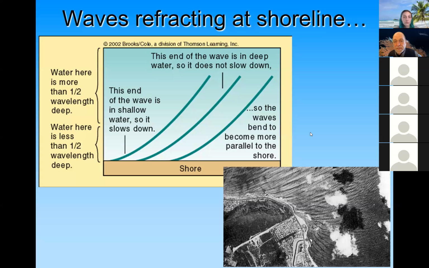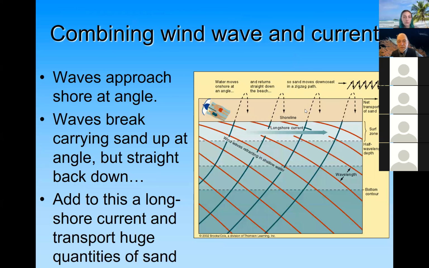Well, what would happen, for example, if we combined a current with wind waves? Let's imagine that we can start to make really complex pictures here, combining the waves and currents. So the waves are approaching the shoreline at an angle, okay? Here's the waves moving along the shoreline, and there's a longshore current. And here's the surf zone, here's the half the wavelength distance, and here's the bottom contour.